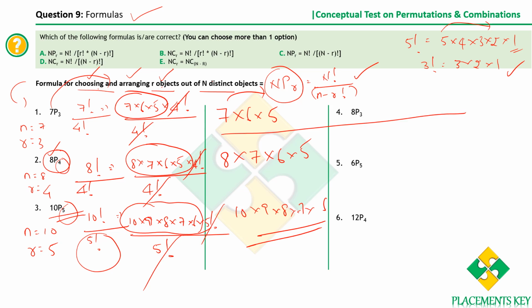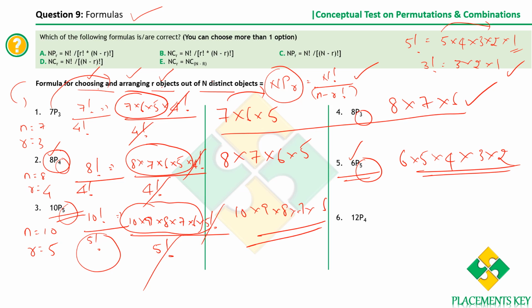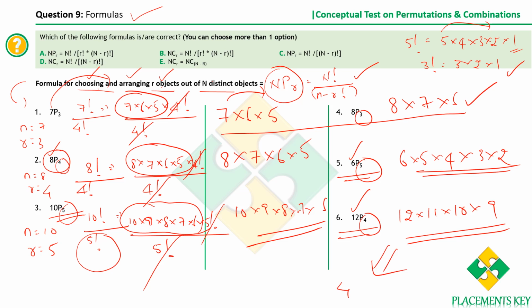Shall we apply the same thing here? For 8P3, we start writing 3 consecutive numbers starting from 8. So 8 into 7 into 6. Similarly for 6P5, we start writing 5 consecutive numbers starting from 6: 6 into 5 into 4 into 3 into 2. Similarly in 12P4, we write 4 consecutive numbers starting from 12. So 12 into 11 into 10 into 9. So that is your answer. This way we save at least, say, 4 to 5 seconds, right? Because every second is important in aptitude tests.